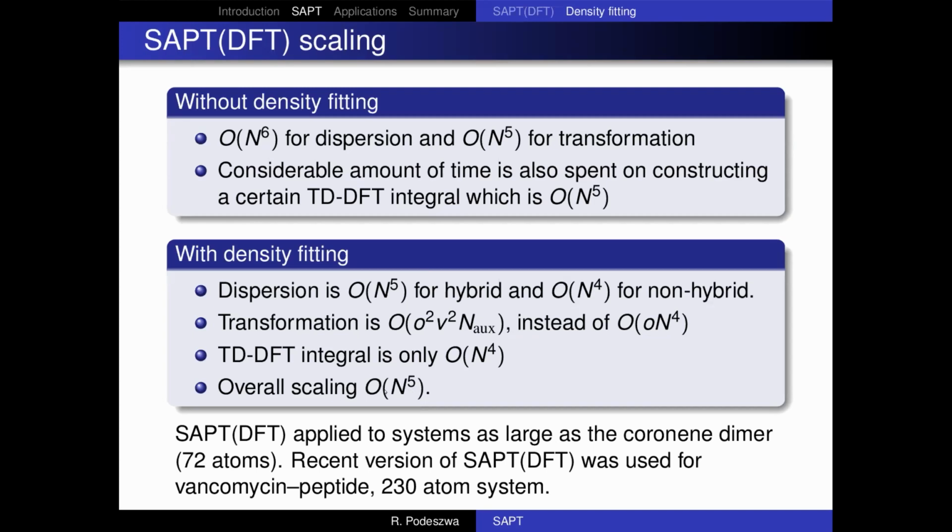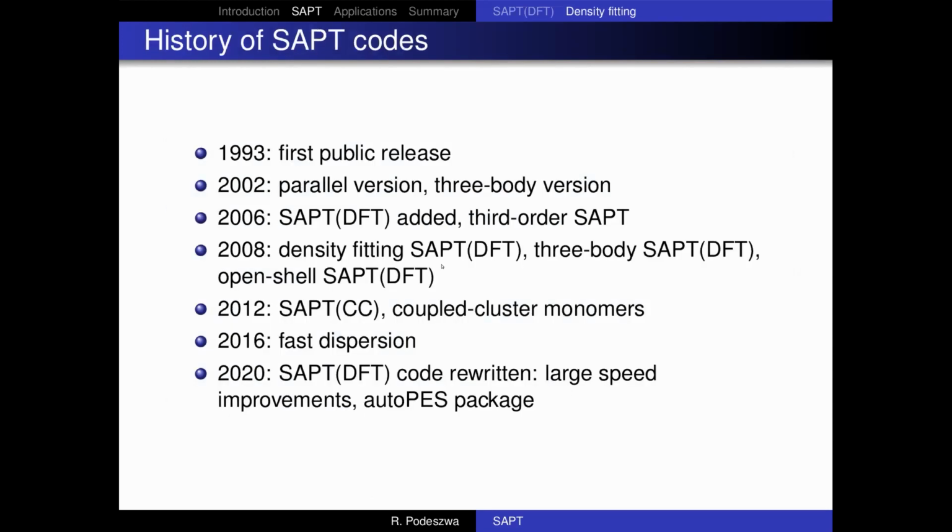This traditional SAPT(DFT) was applied to systems such as the coronene dimer. However, recently we have greatly improved the code, so it can be used for systems of more than 200 atoms. So that's the history of SAPT codes.